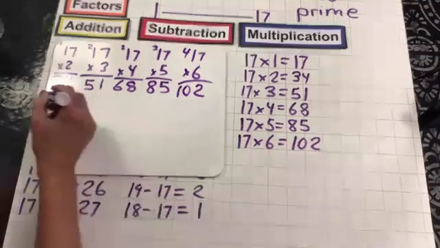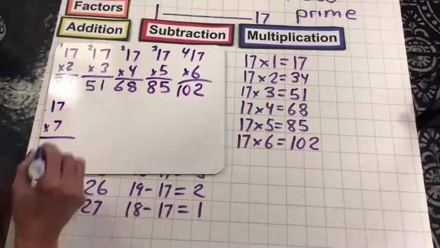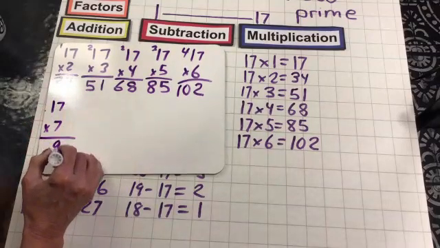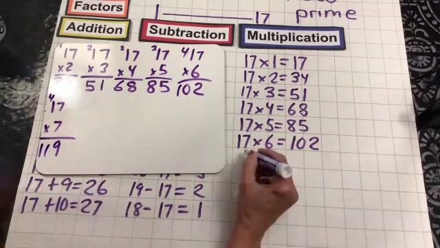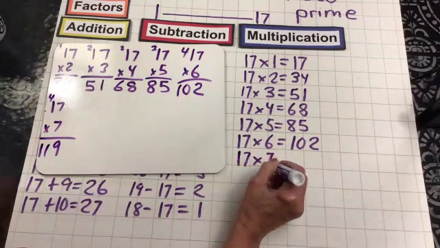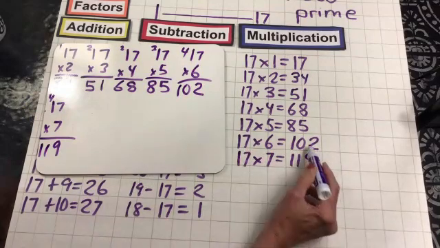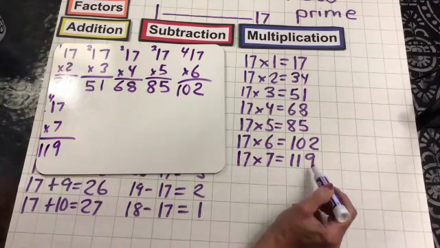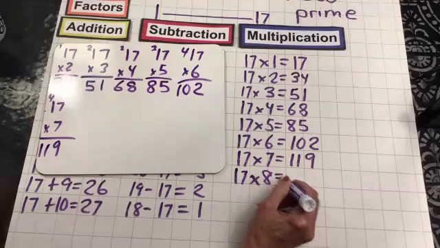All right, let's do 17 times 7. 7 times 7 is 49. Drop the 9, carry the 4. 7 times 1 is 7 plus 4 is 11. So 17 times 7 equals 119. And if you look at this, 17 plus 2 is 19. So you can see how that worked out pretty good. You can check yourself in many ways.